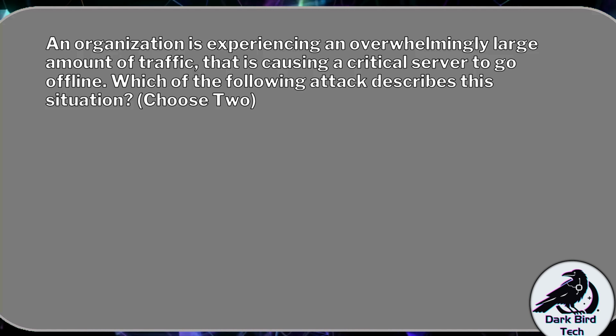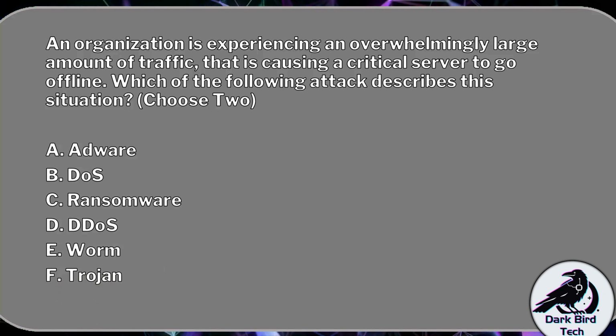Next up, an organization is experiencing an overwhelmingly large amount of traffic that is causing a critical server to go offline. Which of the following attacks describes this situation? Choose two. Okay. So adware, denial of service, ransomware, distributed denial of service or DDoS, worm, and Trojan. So let's see. Overwhelmingly large amount of traffic. That describes denial of service and distributed denial of service. Those two options are pretty good for this.